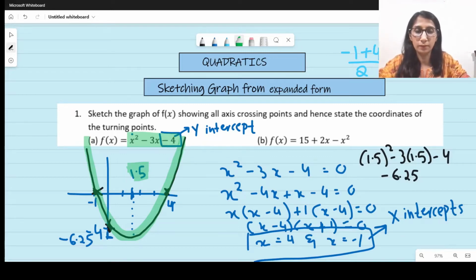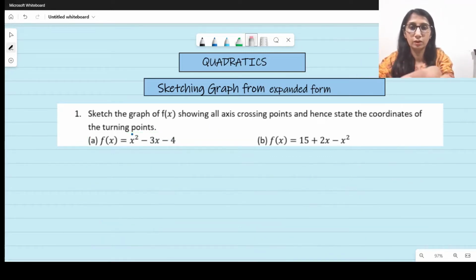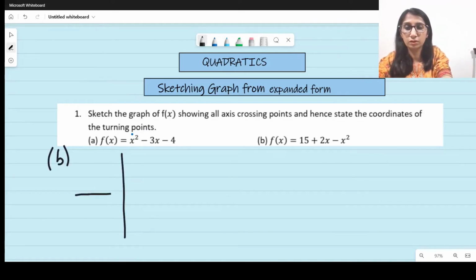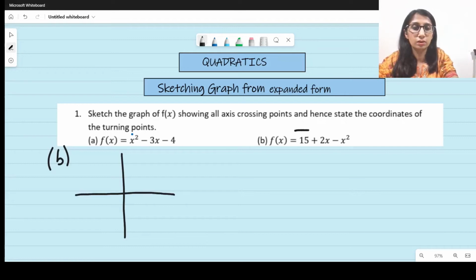Now let's do part B. Okay. So for part B, let me quickly sketch a grid. This is the y-intercept, which is 15. So the graph is going to cut the y-axis at 15. Let's say this is 15. All right, now I need the x-intercept. So let's equate this to 0.